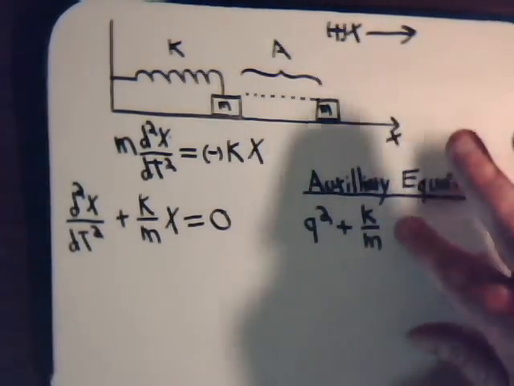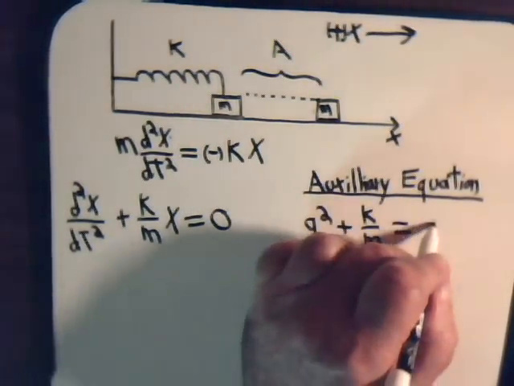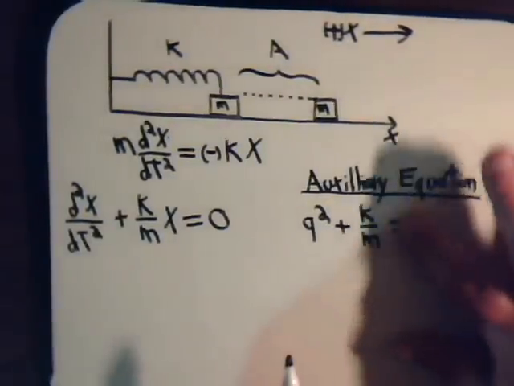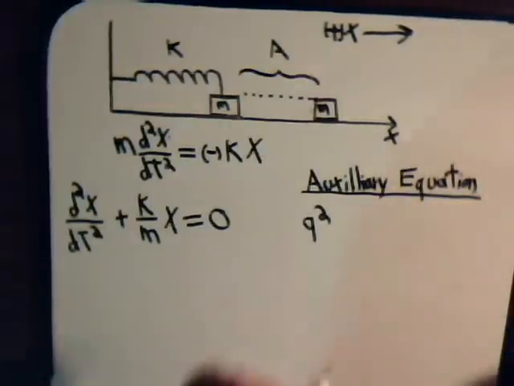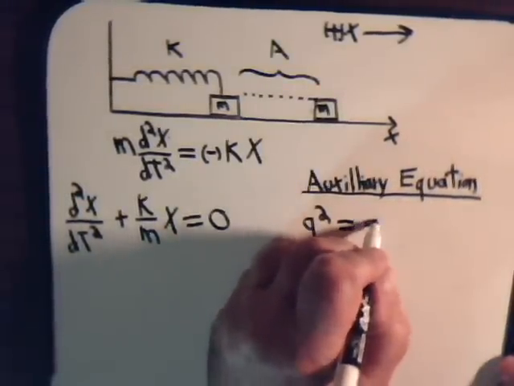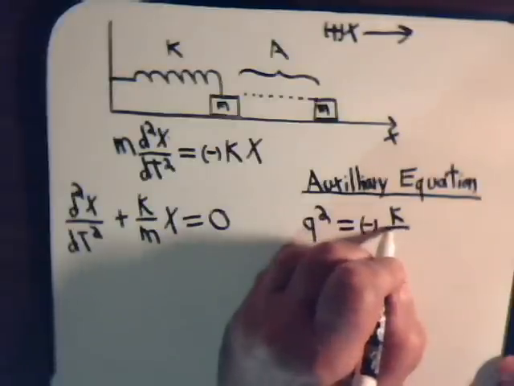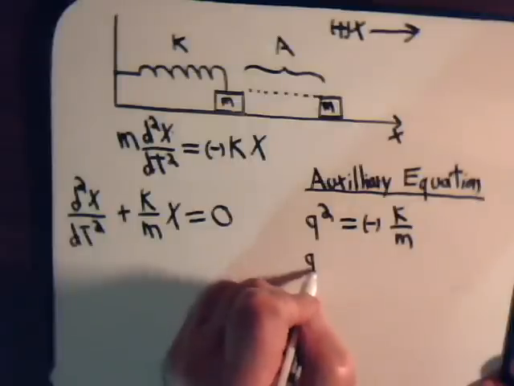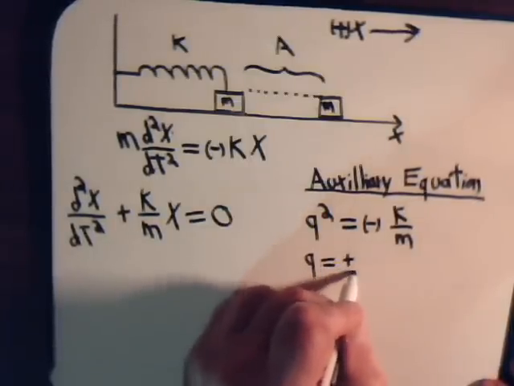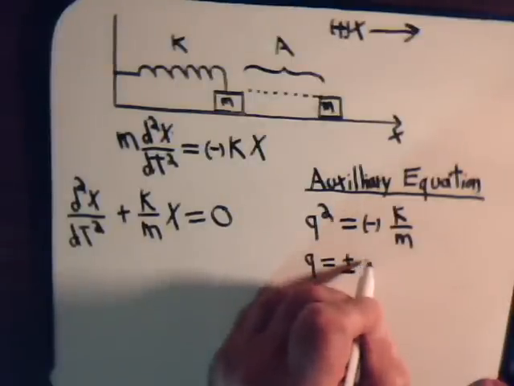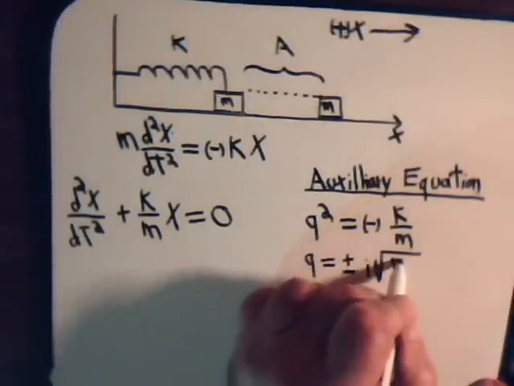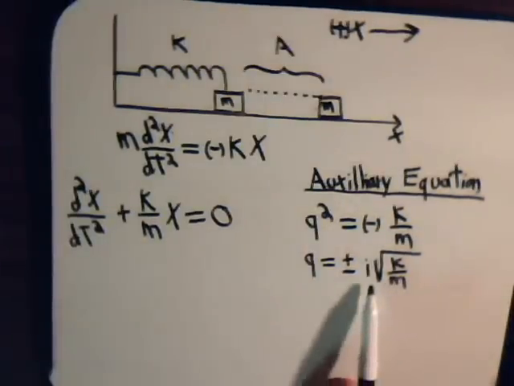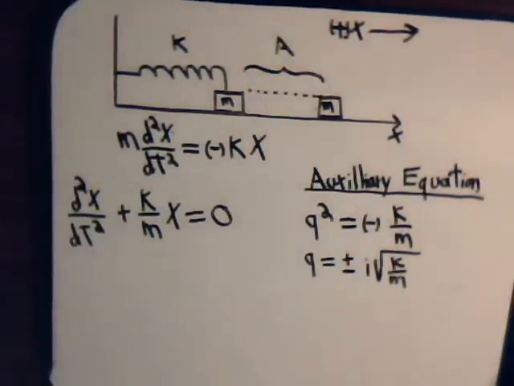equals 0, or q squared equals minus k over m. Q squared equals minus k divided by m. So q equals plus or minus i times the square root of k over m. And we have i because here we're taking the square root of a negative number.